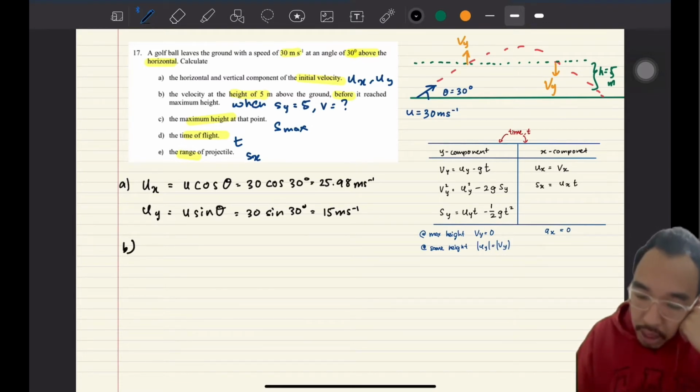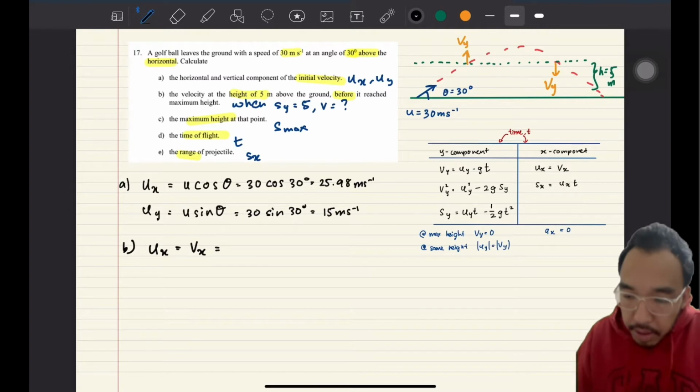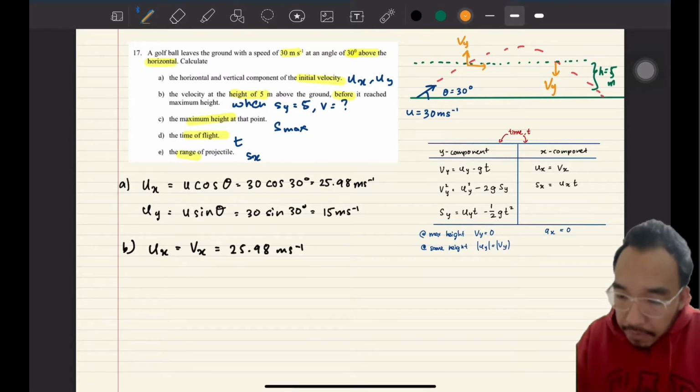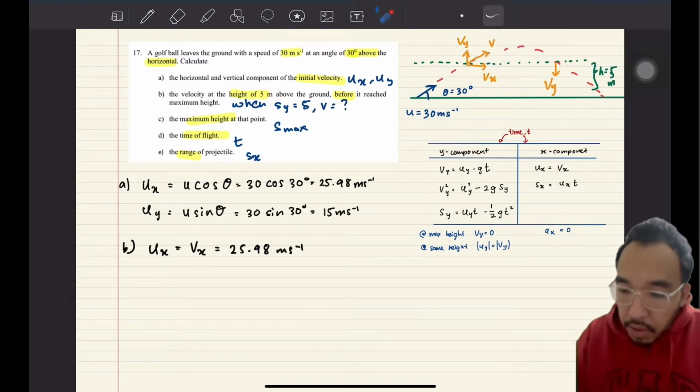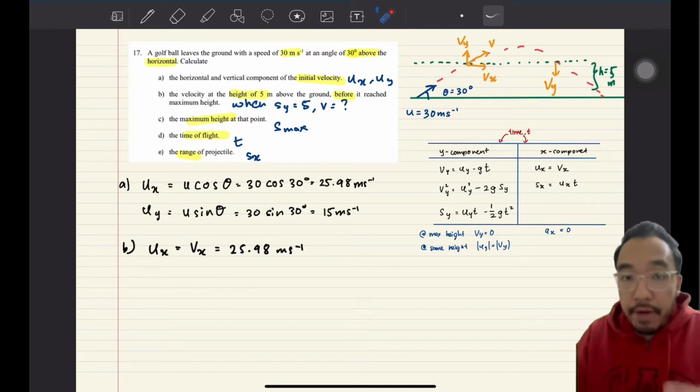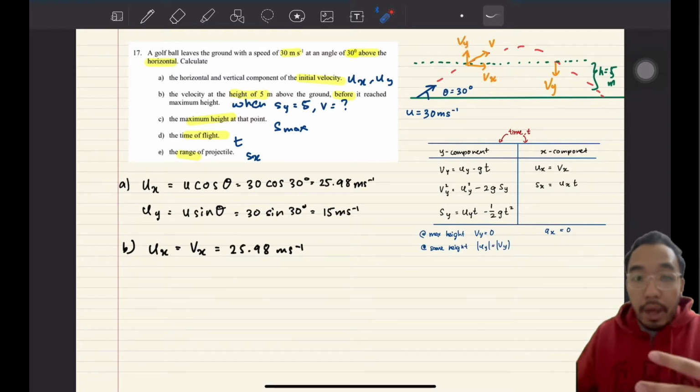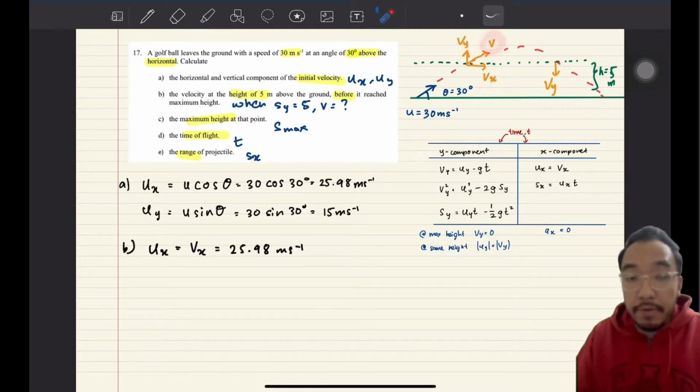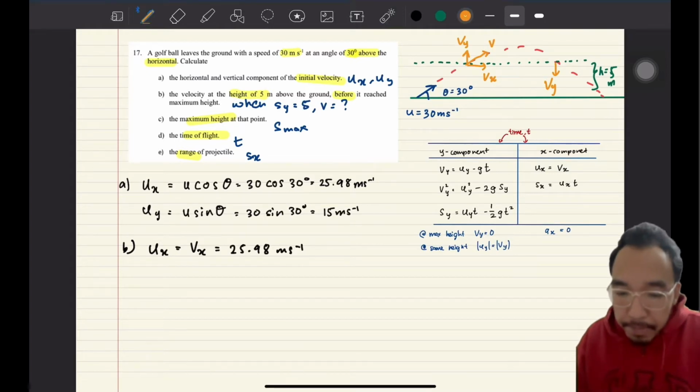Okay, so ux you can do straight away. ux is equal to vx, so vx is equal to 25.98. So basically you already have this value. The question wants you to find v here. So obviously you have to find vx, and then you find vy, then take the squares, and then you find the magnitude, you can calculate v, right? Simple as that.